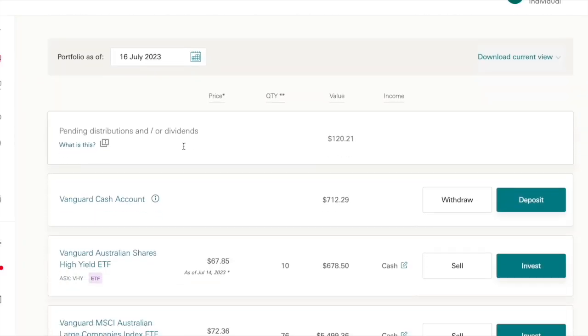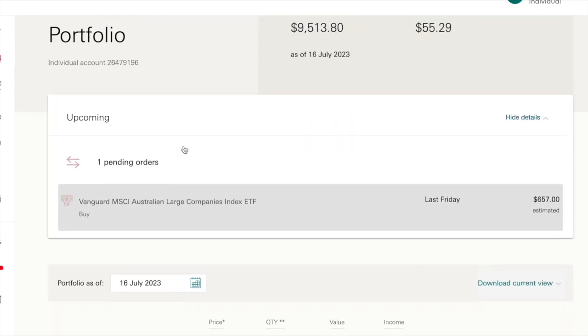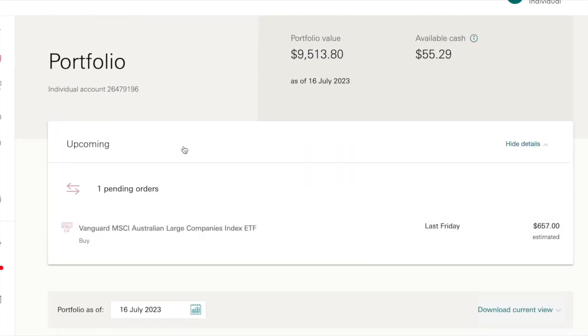With my Vanguard account, after hitting $10,000, the next goal is to continually slowly build it up. If I could get it to $12,000 before the end of the year, that would be a big goal for myself.